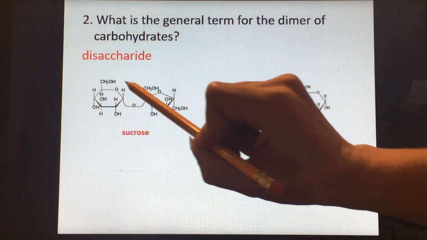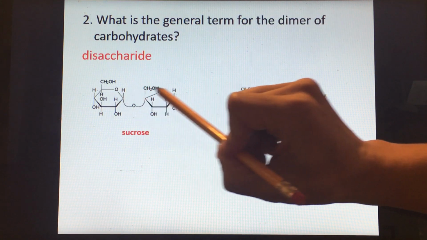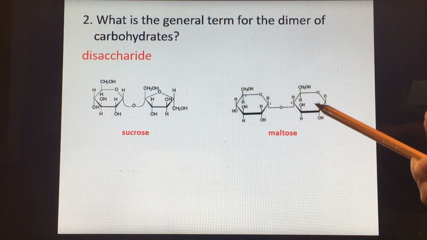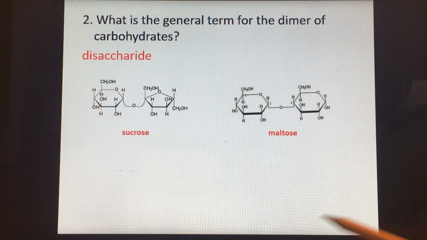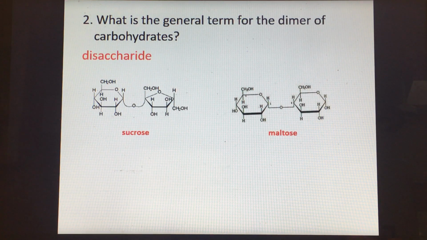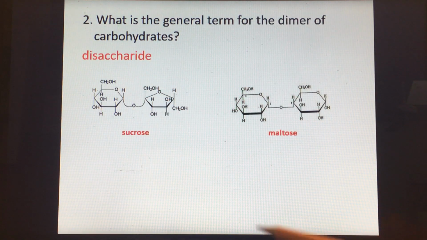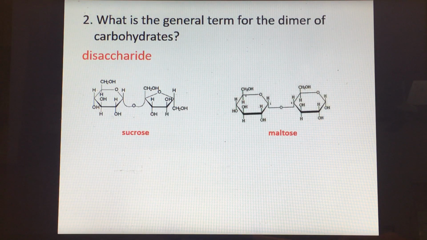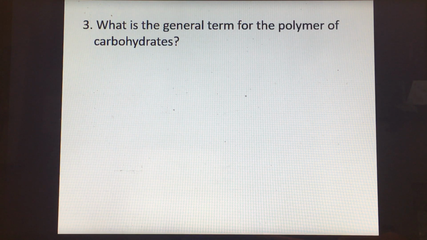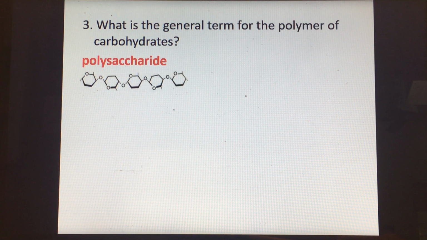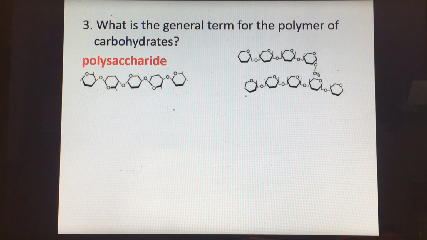And you can tell that it's a sucrose because it has a hexagon bonded to a pentagon, whereas maltose is two glucose, so it's two hexagons bonded together. Now, these would have been formed by dehydration synthesis that would form this bond. So any dimer or polymer is formed by dehydration synthesis. The general term for a polymer of carbohydrates is a polysaccharide. Remember, the prefix poly means many. That is our friend cellulose, and that is starch or glycogen.